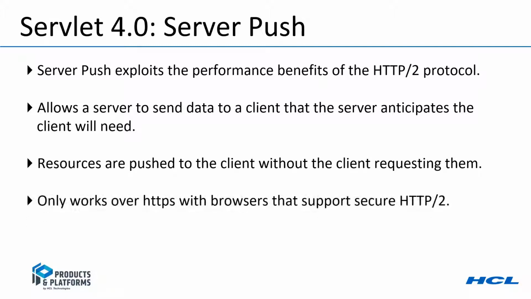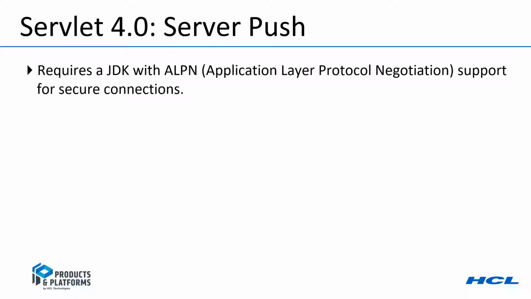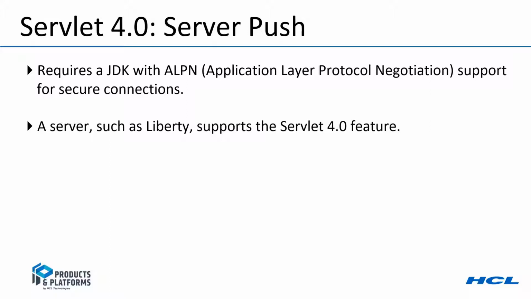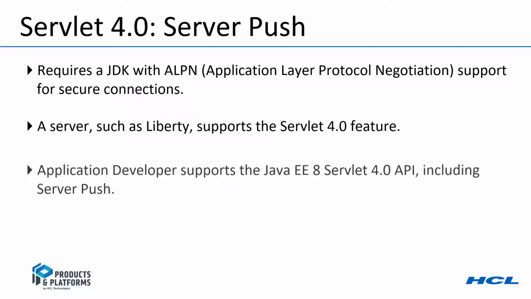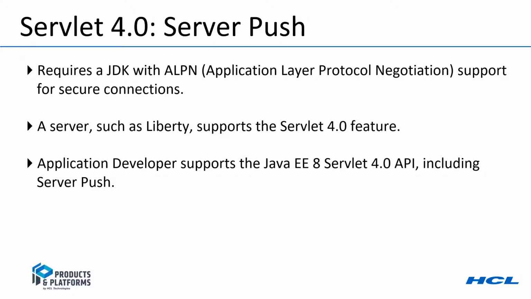Server push only works over HTTPS with browsers that support secure HTTP2. Server push requires a JDK with ALPN support for secure connections, such as the IBM JDK version 8, which is included in Application Developer version 9.7. An application that uses the server push feature runs on a server that supports Java EE8, such as Liberty, which is also supported by Application Developer.